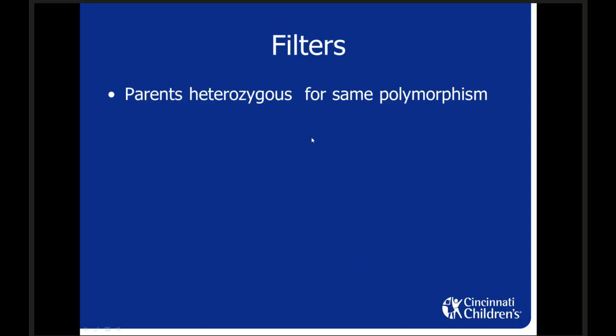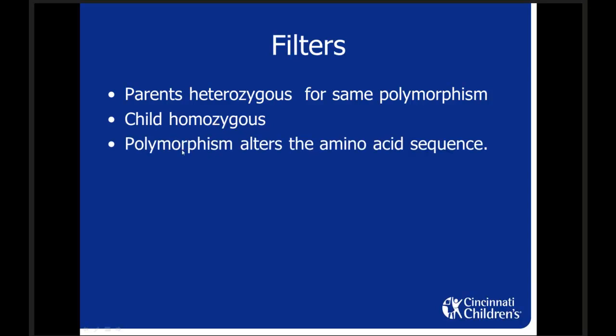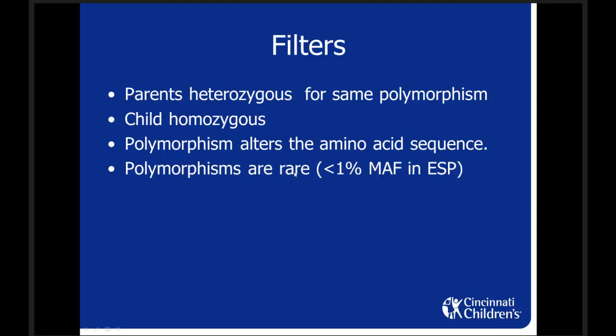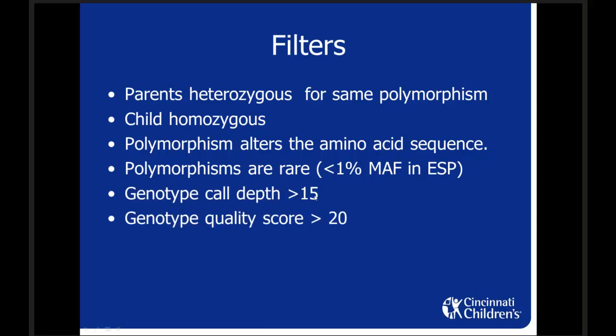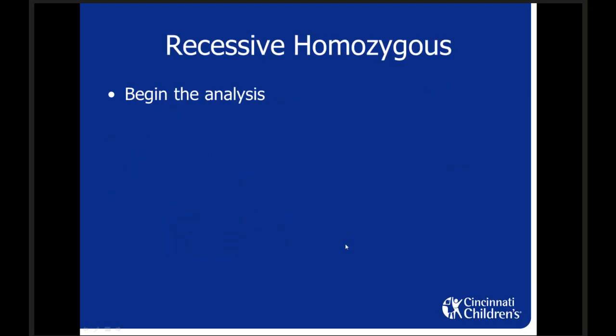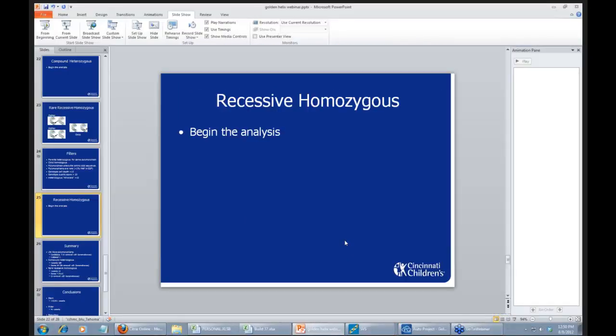Filters that we're going to apply are very similar to what we've been doing. By definition, we're saying the parents are going to be heterozygous for the same polymorphism. The child is going to be homozygous for that alternate allele. The polymorphism has to alter the amino acid sequence. That they're rare. In our case, we're using a minor allele frequency, again, of 1% based on the Exome Sequencing Project database. The genotype has a call depth greater than 15, quality score greater than 20, and the heterozygous alt allele is greater than 10. So let's get started with that.